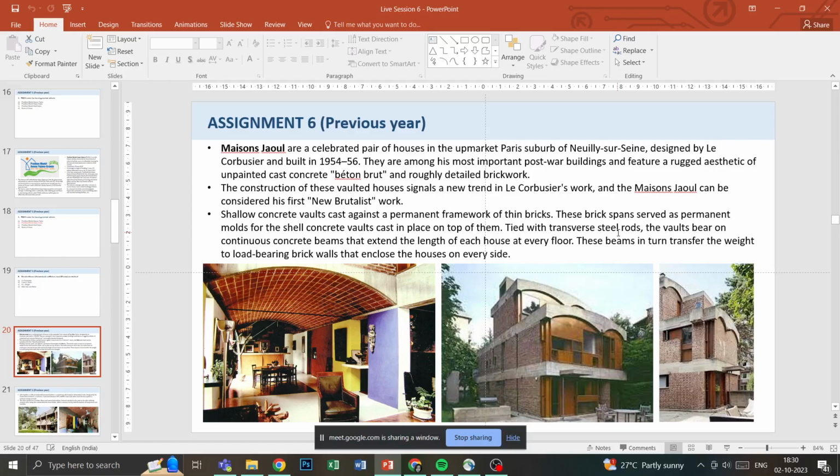was designed by Le Corbusier and built in 1954 to 56. They are amongst his most important post-war buildings, and they feature a rugged aesthetic of unpainted cast concrete, beton brut, and roughly detailed brickwork. So it's a pair of houses. It is two houses which was commissioned to Mr. Raoul and his son Michael. So they are two houses for this family.